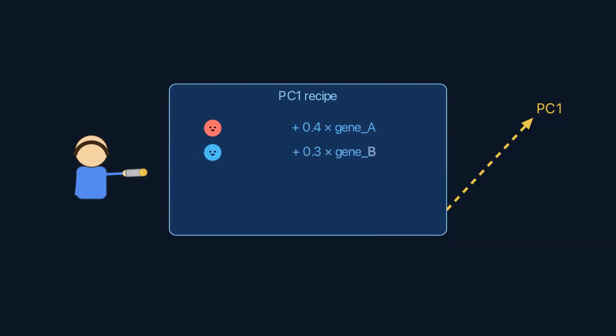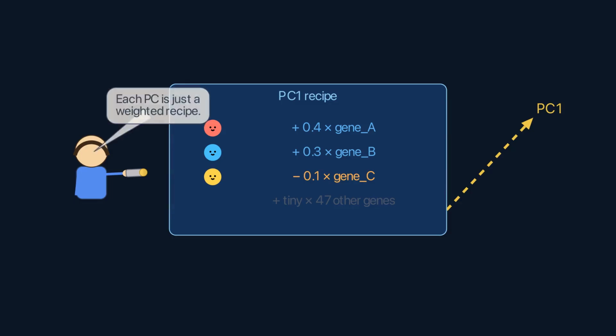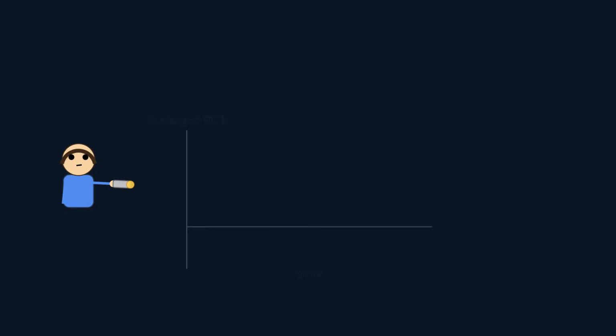Each PC is a direction, a flashlight angle, in the original 50-dimensional space. Mathematically, this direction is an eigenvector of the covariance matrix. But practically, it's a recipe. PC1 equals 0.4 times gene A plus 0.3 times gene B minus 0.1 times gene C, plus tiny contributions from the other 47 genes. These weights, the loadings, tell you which original measurements contribute most to that shadow direction. The flashlight angle is a weighted combination of all measurements.